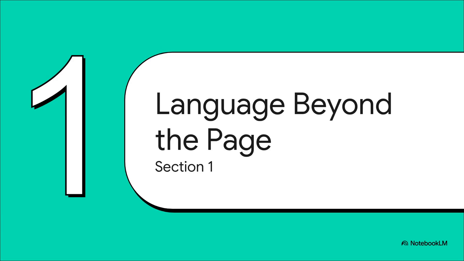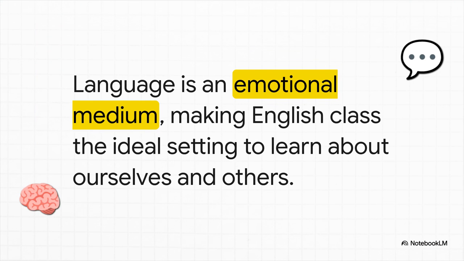To even get there, we've got to first rethink what language is all about. We have to see it as more than just words on a page. It's something much, much deeper. You see, what's so cool about this whole approach, which was developed by a teacher named Tony, is this one core belief. Language is an emotional medium, right? It's how we express everything: joy, fear, empathy, hope. And that makes the English classroom the absolute perfect laboratory for students to explore their own inner worlds and to start understanding the worlds of others.